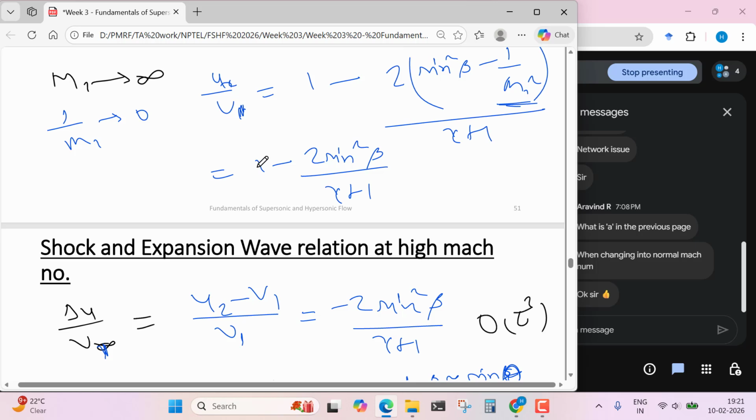This one we can take to the other side, on the left hand side. So we will get delta u upon v1 equal to (u2 minus v1) upon v1 equal to minus 2 sin square beta upon gamma plus 1.